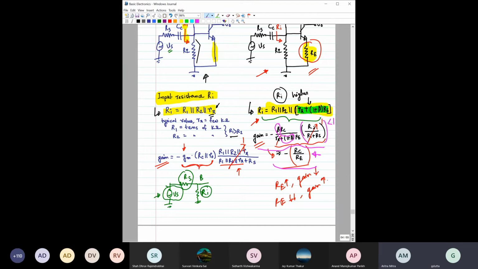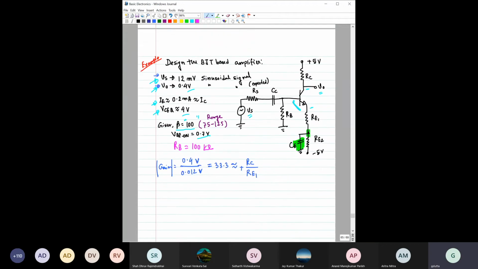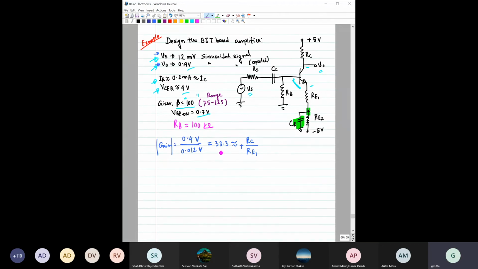Okay. So basically you are overestimating the gain. Here in this particular design problem, you are expected to get a gain of 33.3, right? And if you were approximating the gain from this circuit to be equal to RC by RE1, where this RC by RE1 is actually the overestimation, right? So to get around 33.3, this RC by RE1 is expected to have a higher value than 33.3. Am I right?